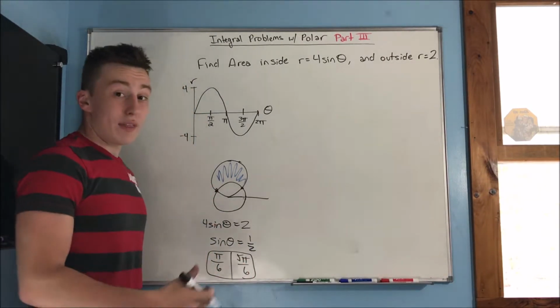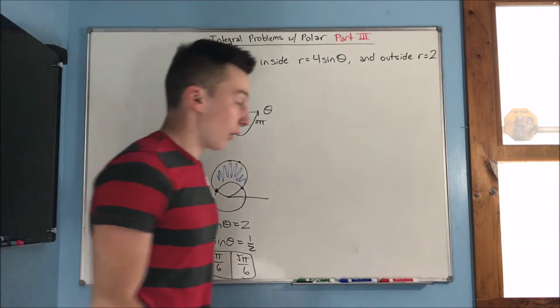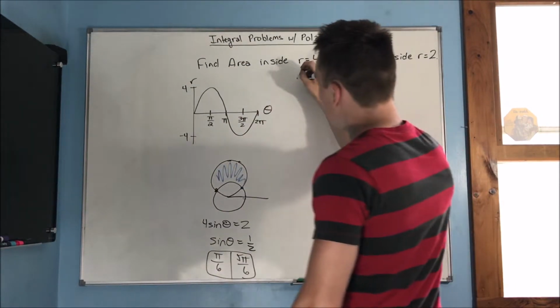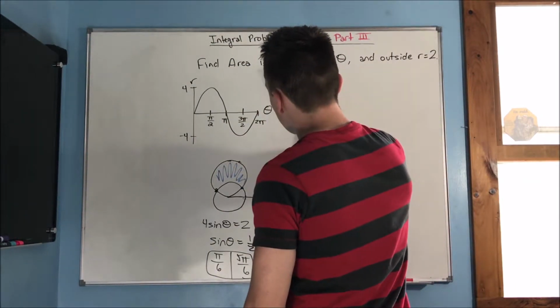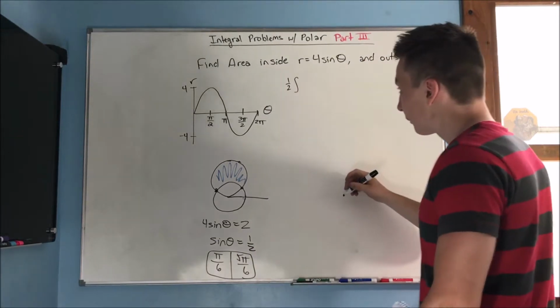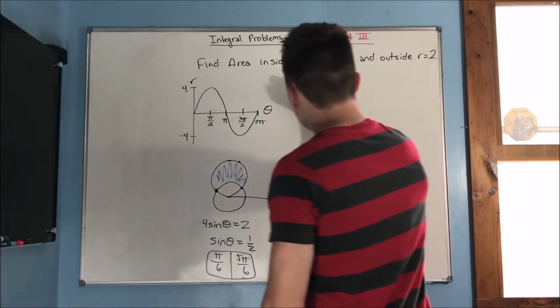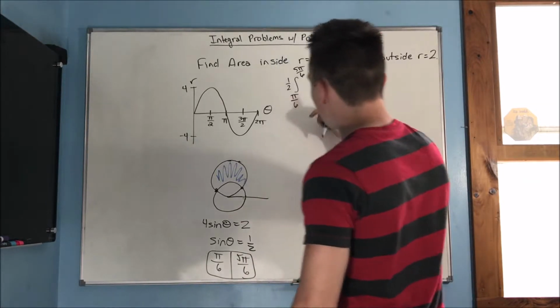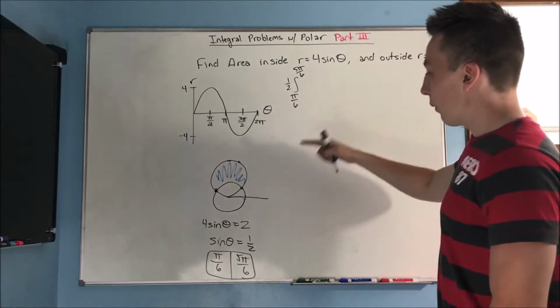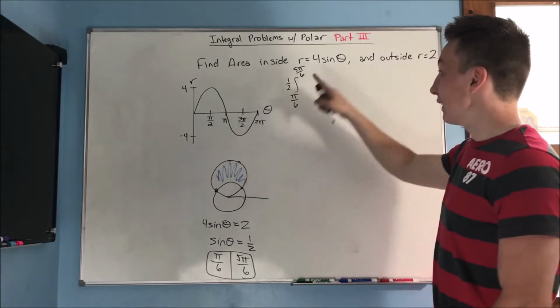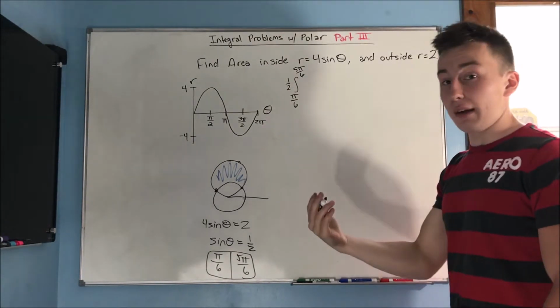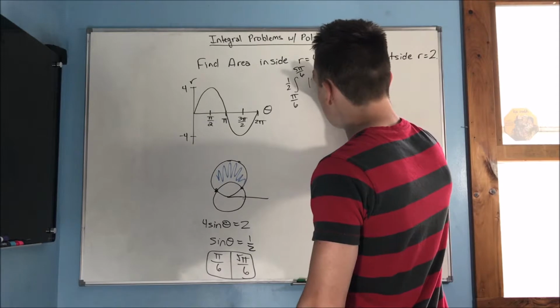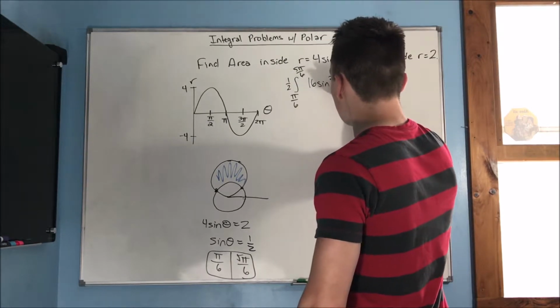Okay, now with that knowledge, we can set up our integral. So we're going to get the integral, 1/2, actually, we can pull out that 1/2 already. 1/2 the integral from pi over 6 to 5 pi over 6 of, now remember our top function, that is 4 sine theta, so we're going to square that, right? We square that to get 16 sine squared theta.